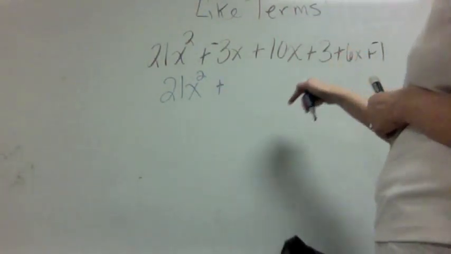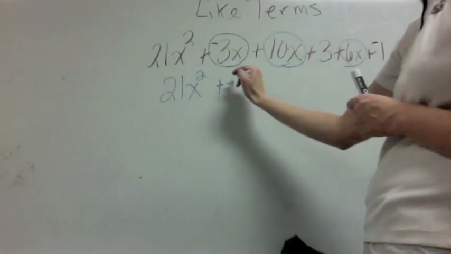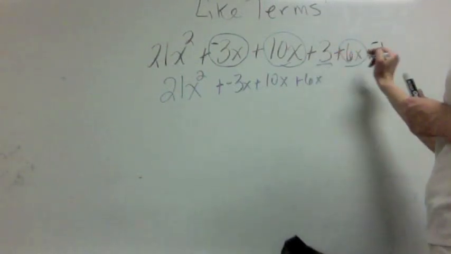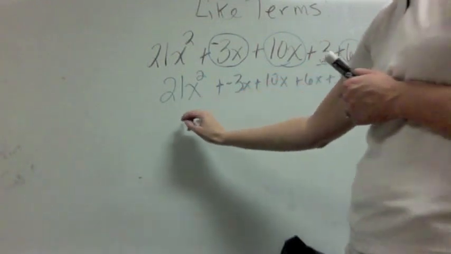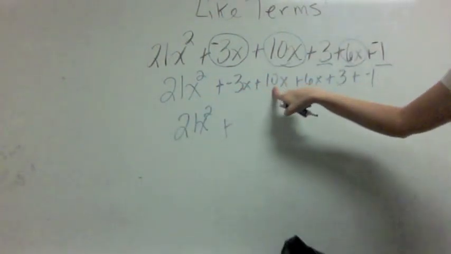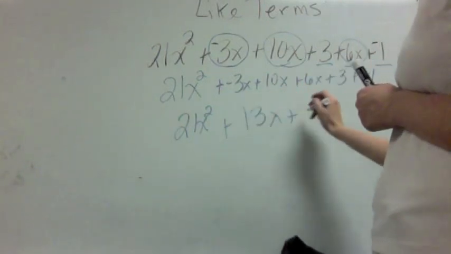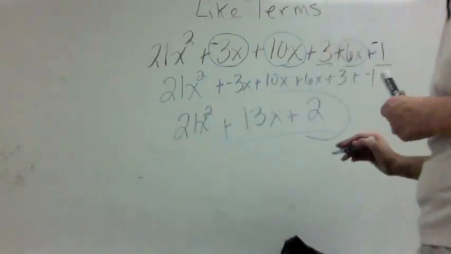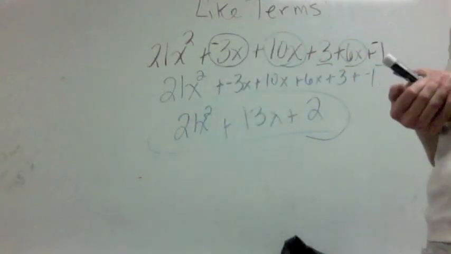Next, I'm going to rewrite it so all of my x's are together. Here are my terms that have the variable x. I'm going to rewrite those so they are together. And then finally, here are my terms that are constants. Again, I have nothing to add that piece to, so I'm just going to rewrite it. Negative 3 plus 10 is 7. And 7 plus positive 6 is 13x. And 3 plus negative 1 is 2. That would be the final answer at that point. You're going to have to remember our rules for adding negative numbers.